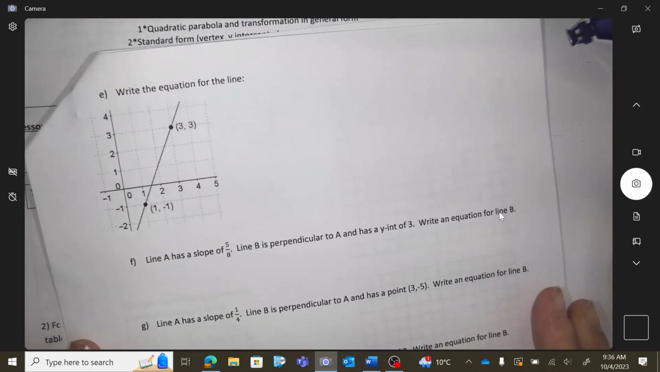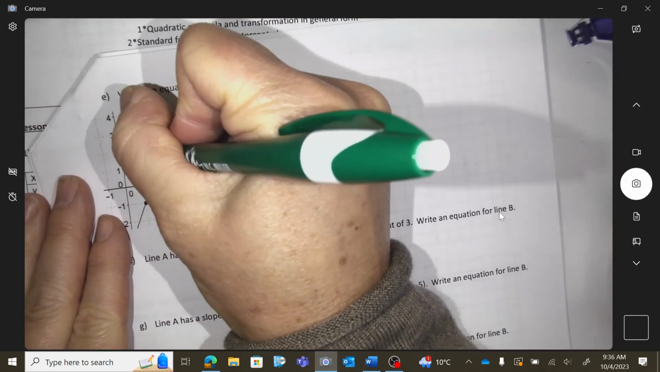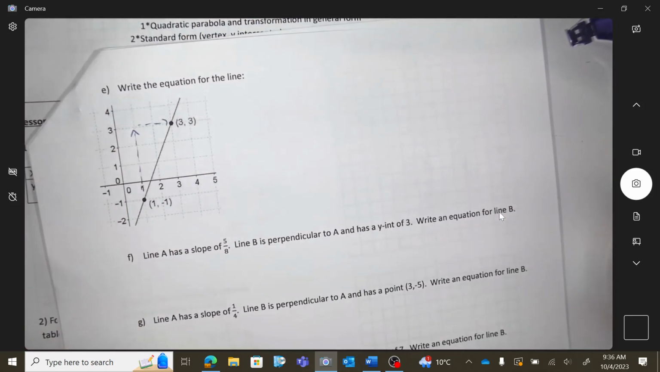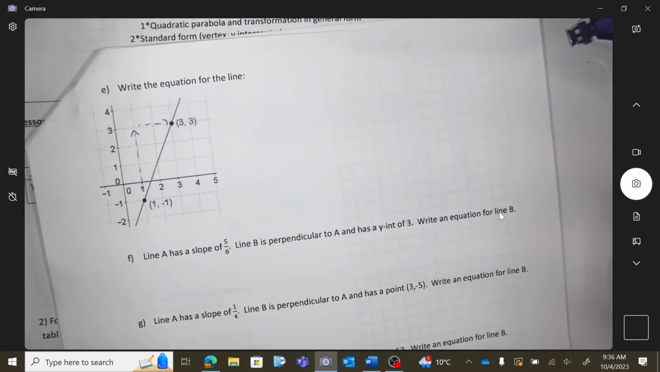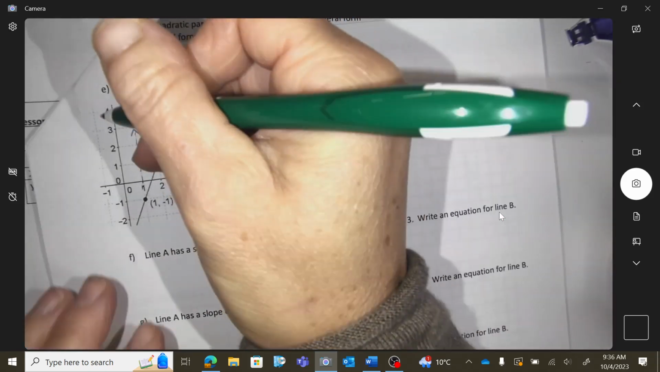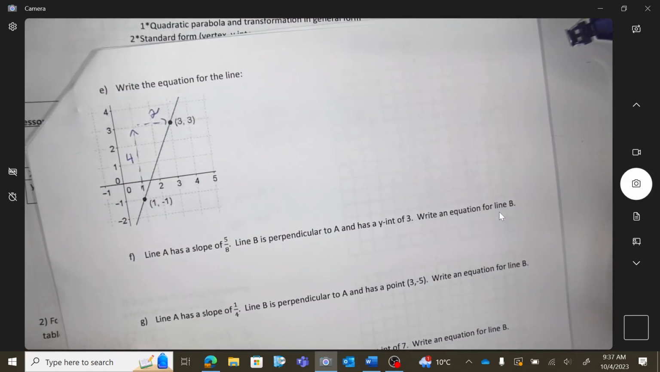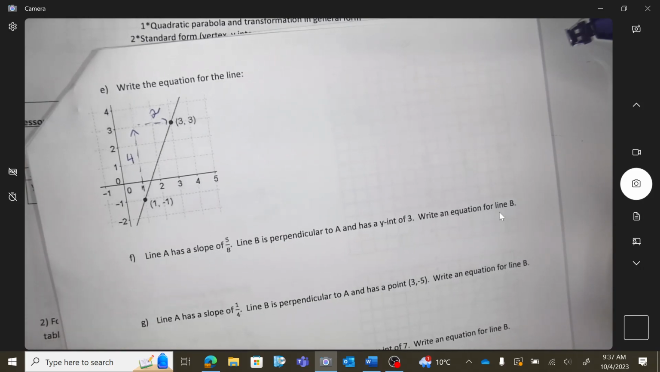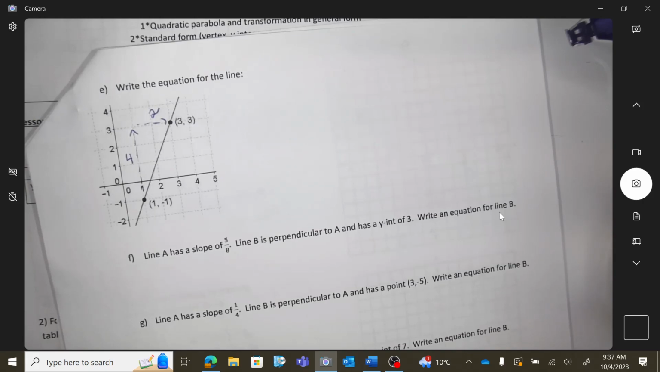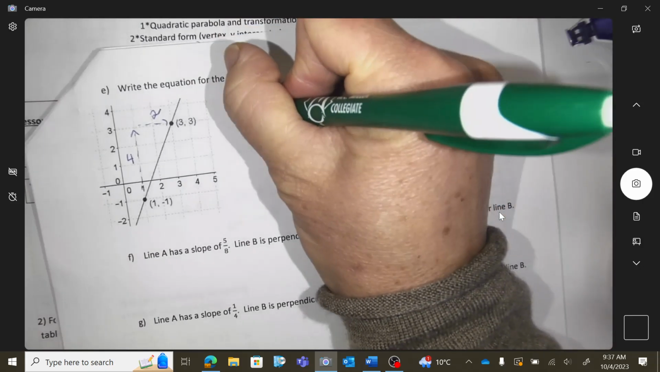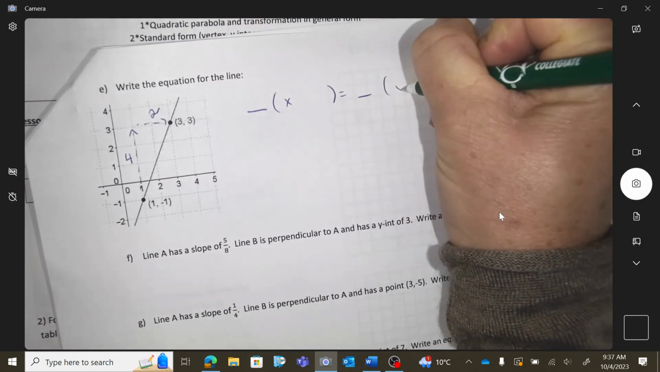Okay, write an equation for this line. So I would like you to figure out, first of all, what am I doing? How much am I moving as a slope? Okay, so I got a up 4 and a right 2. So I am going to be picking this method.